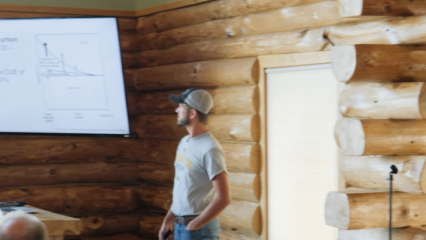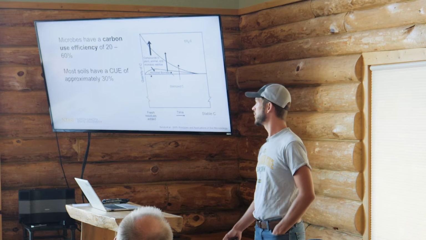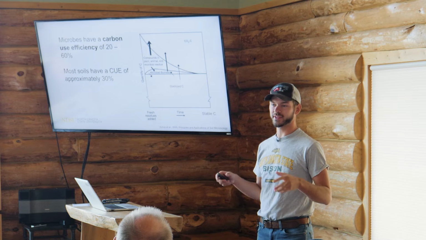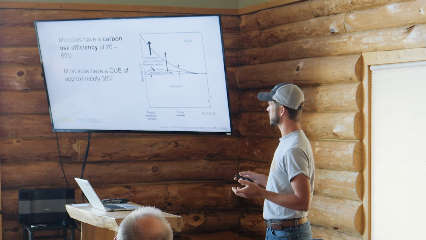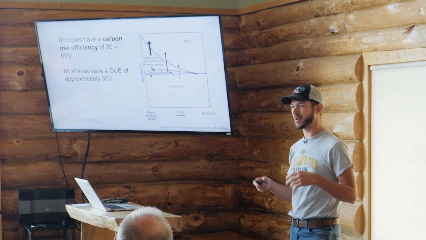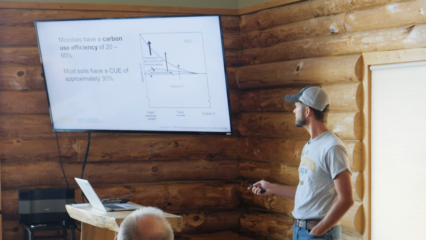So on average, most soils have a carbon use efficiency of about 30%. So what that means is for every 10 units of carbon, 10 widgets of carbon, however you want to measure it, the microbes are able to digest and return to the soil about 3 of those. The rest of it is going to come off as respiration.